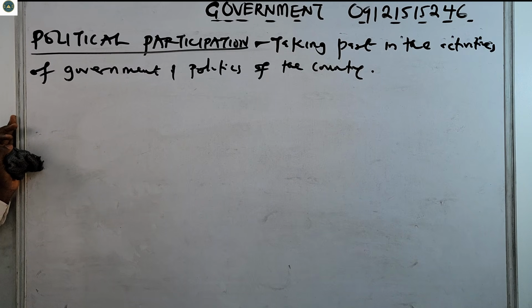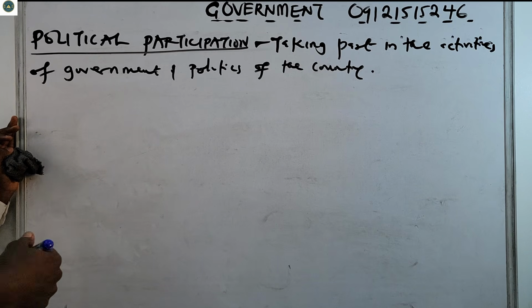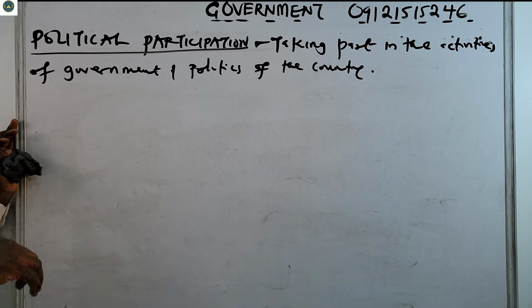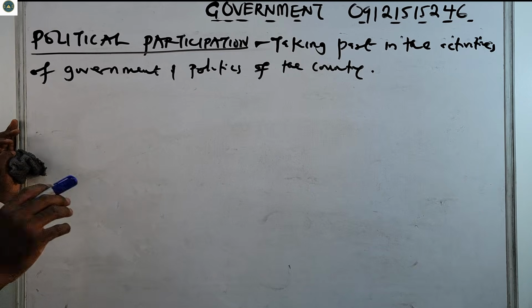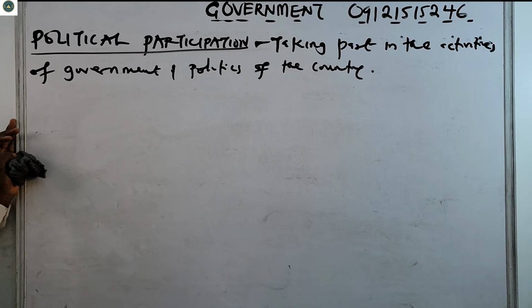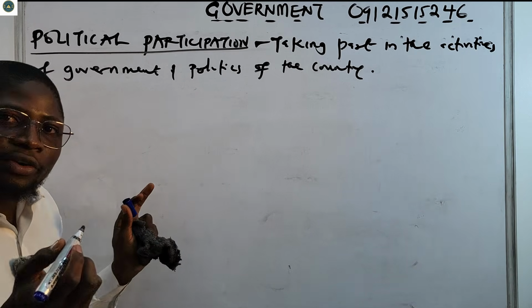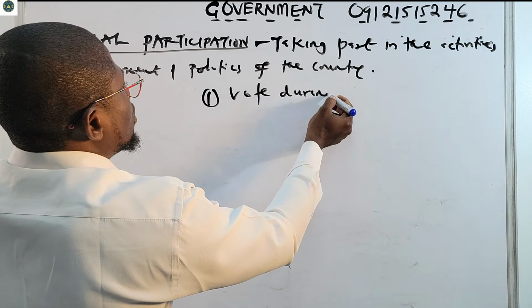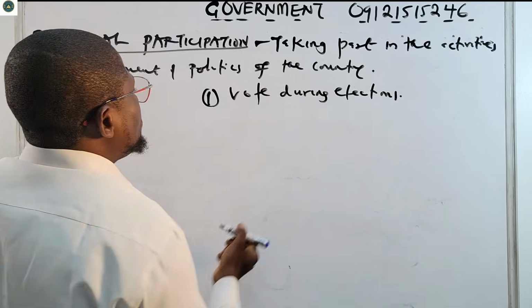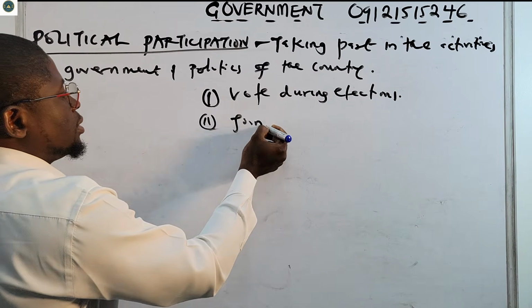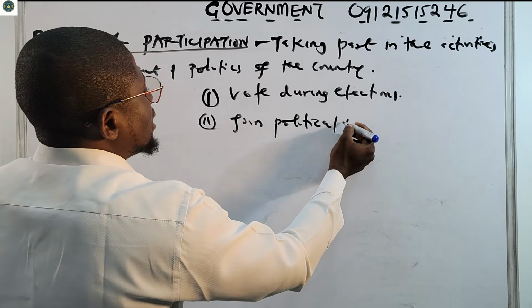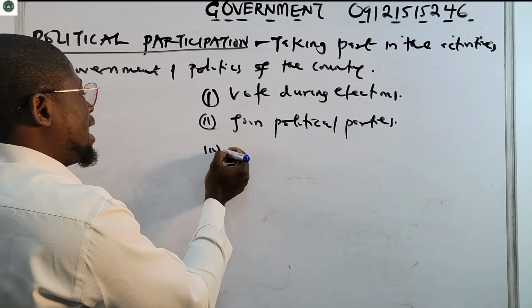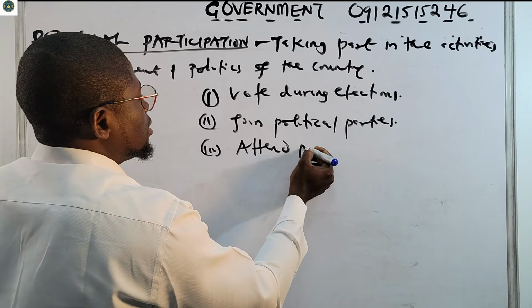It's just like the way citizens get involved in choosing their leaders. So political participation is a way citizens get to choose their leaders and help to make the right decisions that affect the country at large. And how do you do this? For example, number one, you vote during elections. When election time reaches, you carry your voter's card and go and vote. Number two, it's important you join political parties. Number three, you attend political rallies.